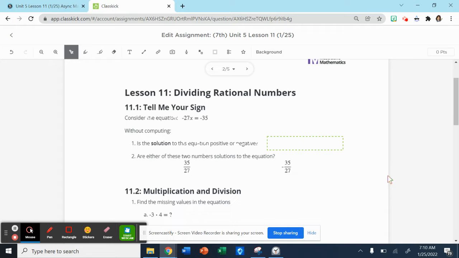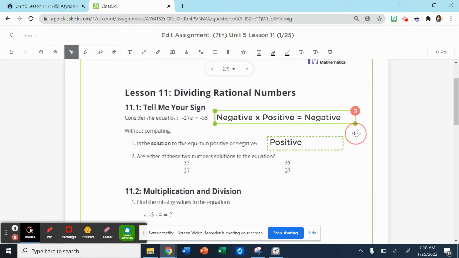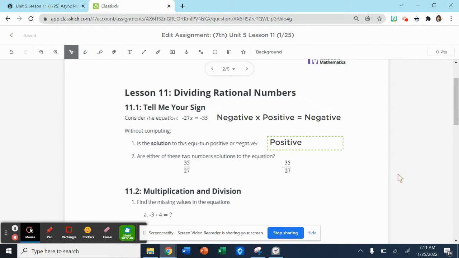Let's take a look. We know that the solution to this equation is positive. The reason is because I'm multiplying a negative times something to get a negative. And remember that I know negative times positive equals negative. If x were a negative number, we'd be multiplying a negative times a negative, and our solution would be positive.